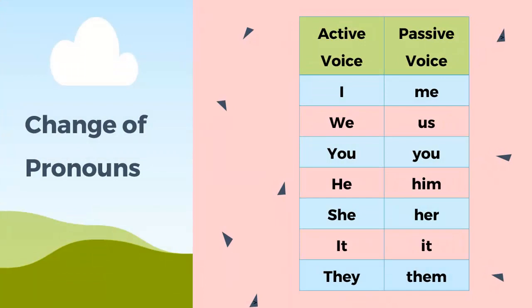While converting active sentences to passive voice, we also change the pronouns. Look at this table and learn how the pronouns change. I changes into me, we into us, he into him, she into her, and they into them. Whereas you and it do not change their form. Their subjective and objective cases are the same.